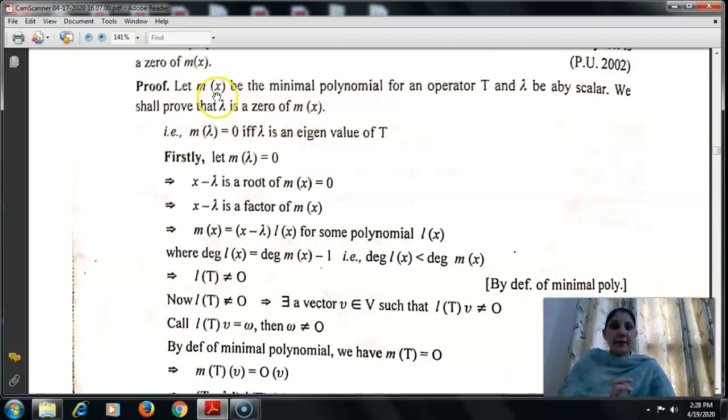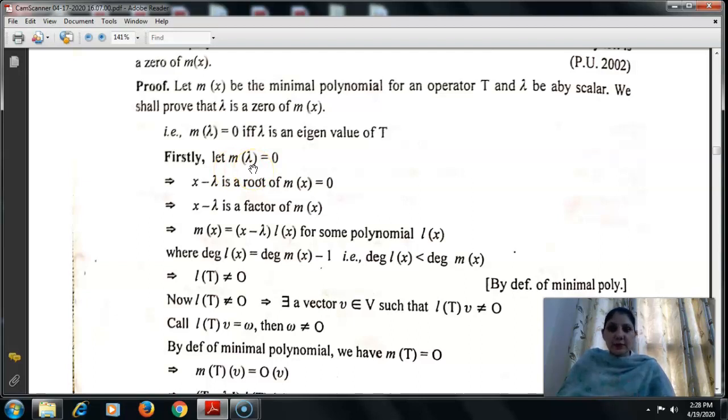See, mx is taken as the minimal polynomial for t, and lambda is any scalar. We will prove that lambda will satisfy mx. That means we want to prove m lambda equal to 0 if and only if lambda is an eigenvalue of t. Firstly, let us take m lambda equal to 0. If m lambda is 0, that means the mx polynomial is satisfied by lambda.